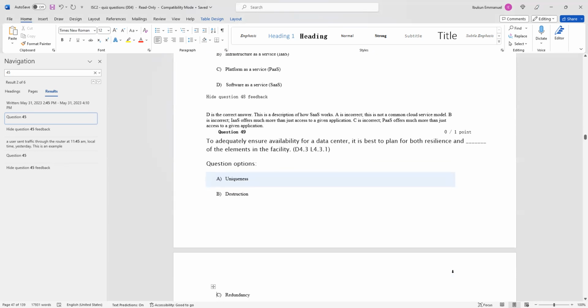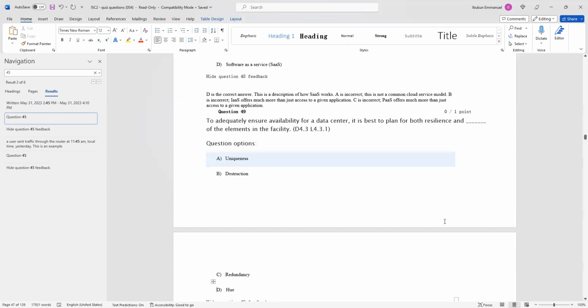When we're looking at ensuring availability for a data center, it is best to plan for both resilience and redundancy of the elements in the facility. And I won't show us the answer to this. So that is the answer that this person selected. But what is it best that we plan for when we're ensuring availability for a data center? So let's put in the chat window, please, our answer, what we think we should be planning for. Yes, redundancy. Thank you to everyone that's answered that. Resilience and redundancy. It's best that we plan for those.